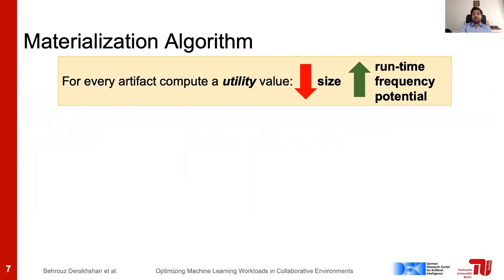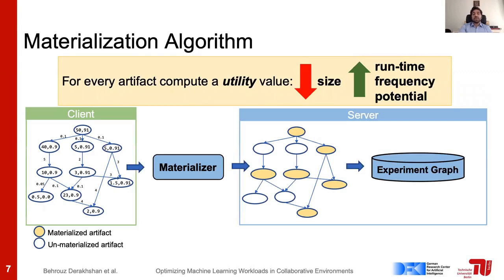Our solution is an algorithm that assigns a utility value to every intermediate data artifact of a workload. This utility value has an inverse relationship with the size to penalize the storage of large artifacts, and has a direct relationship with runtime, frequency, and potential, in order to encourage runtime heavy, high frequency, and high potential artifacts, which are the artifacts that could lead to high quality models. Once we've assigned this utility value to all of the artifacts, the materializer component starts materializing them into the experiment graph one by one until the storage has been exhausted.